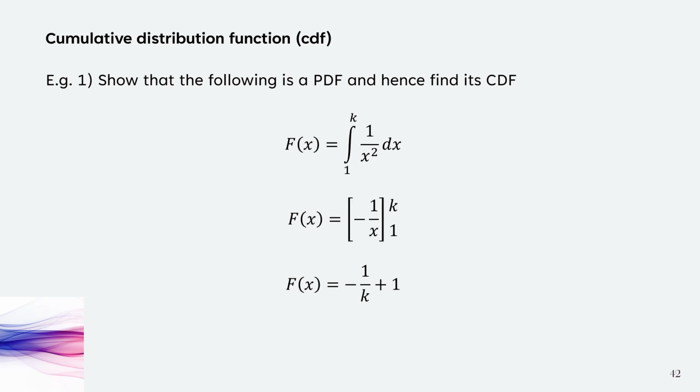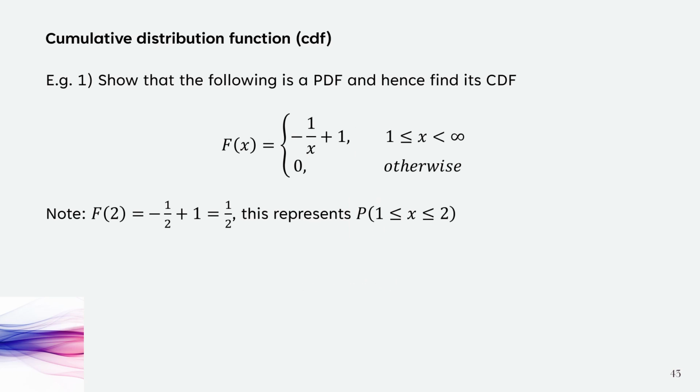So to find the CDF, that's the integral from 1 to some value. So we sub that in, so we go from 1 to k of 1 over x squared. So the integral is minus 1 over x, sub in k minus sub in 1, so minus 1 over k plus 1. So we're talking in terms of x. We use the k just to get a value. So the CDF, the capital F of x, is minus 1 over x plus 1 between 1 and infinity, and is 0 otherwise.